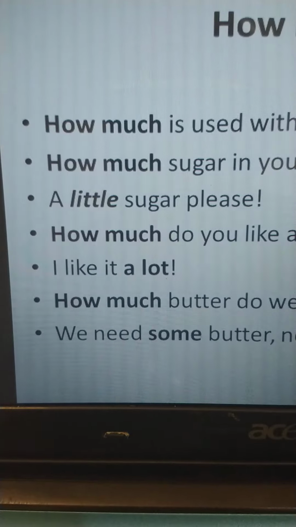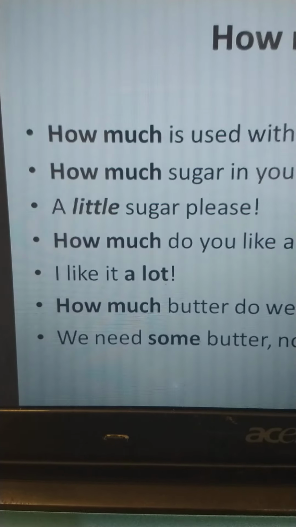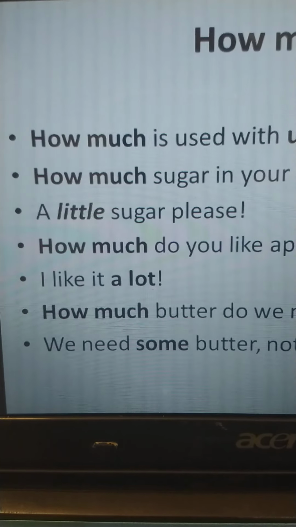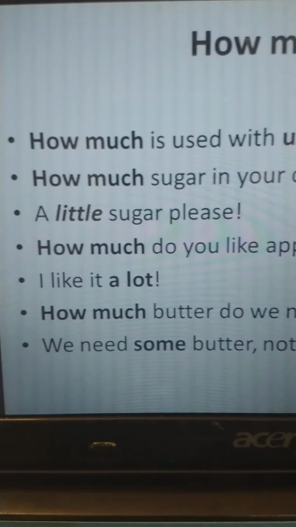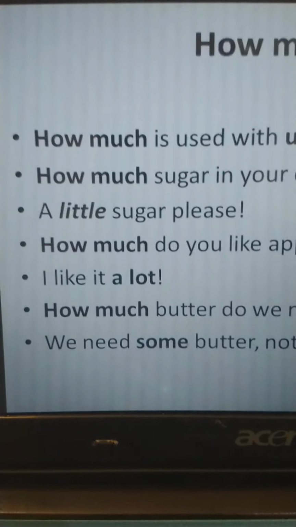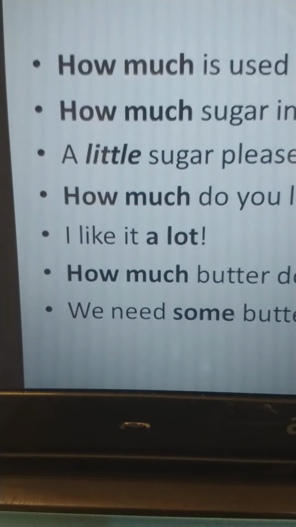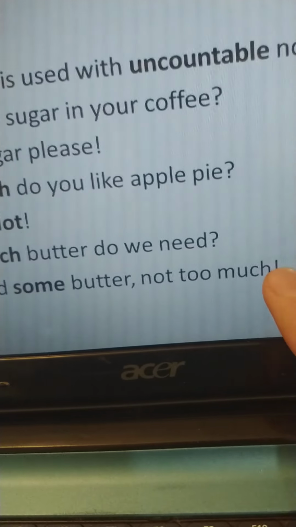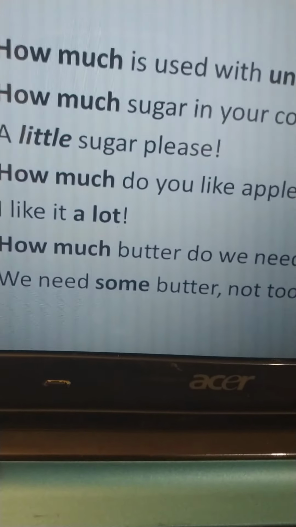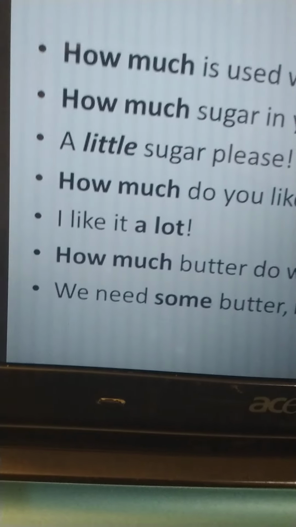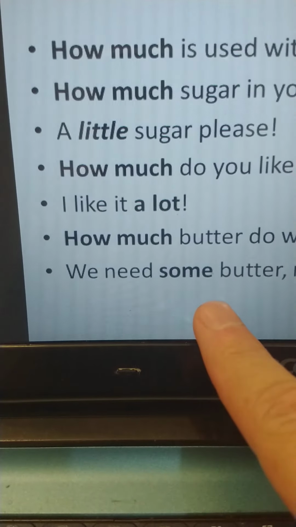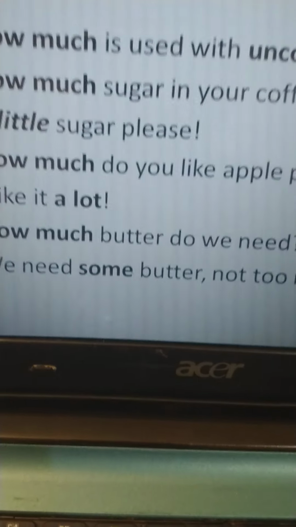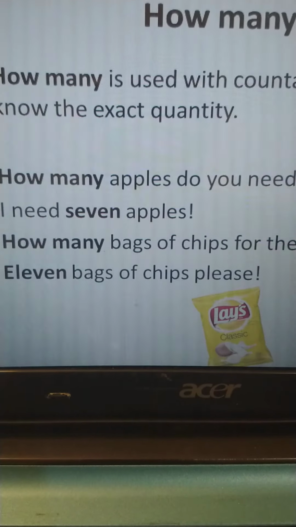A lot is a large amount of something. I like apple pie very much. I cannot separate my answer in units. So this is another example of uncountable nouns. Another question as an example is this one. How much butter do we need? These people are trying to prepare some pastry that requires butter, and the answer is, we need some butter, not too much. Again, uncountable nouns are those that cannot be separated into units.